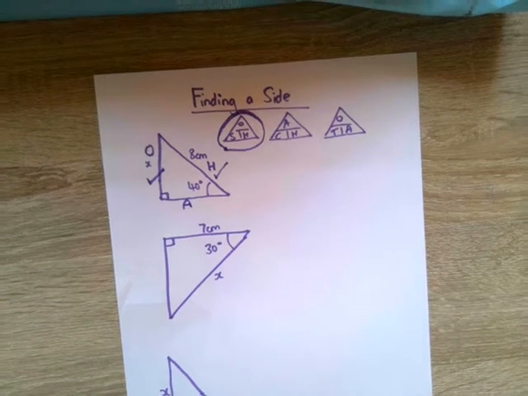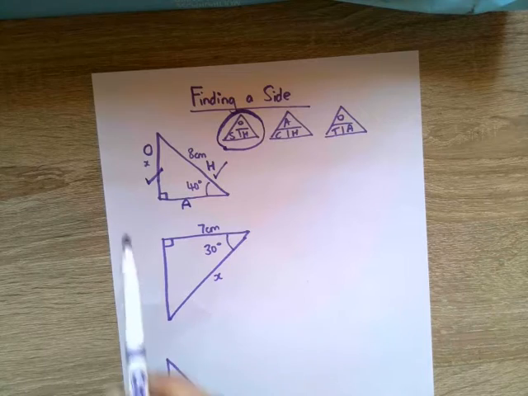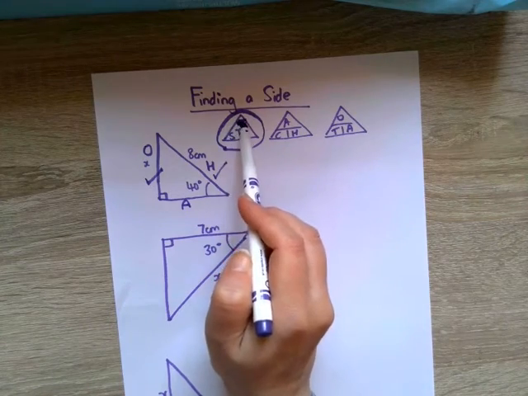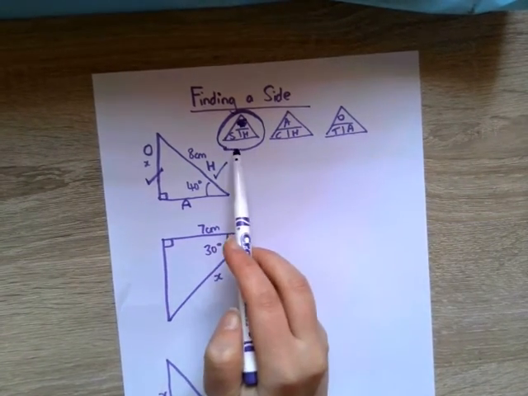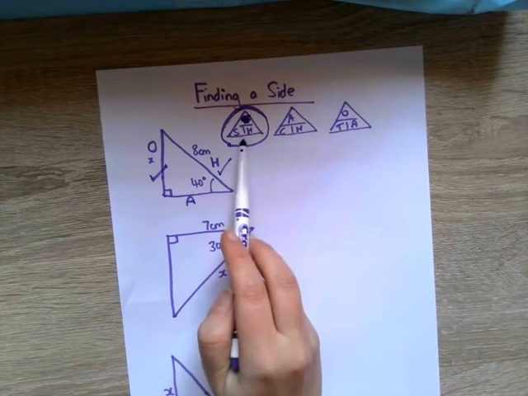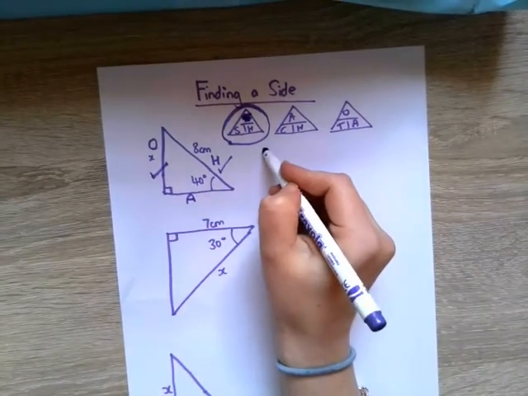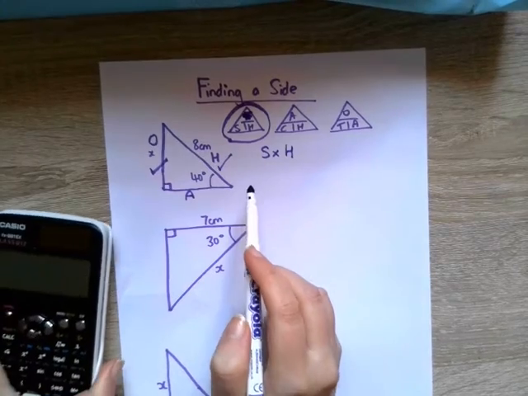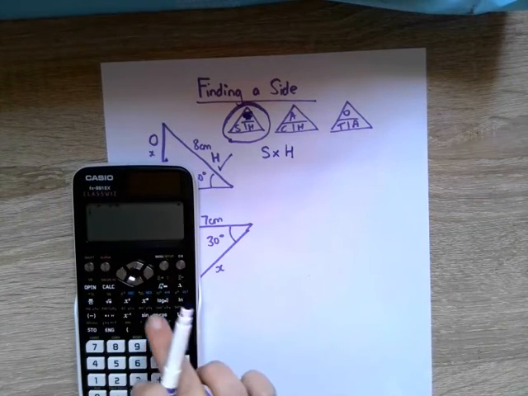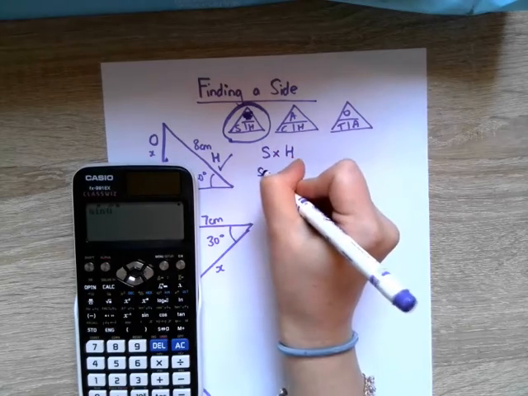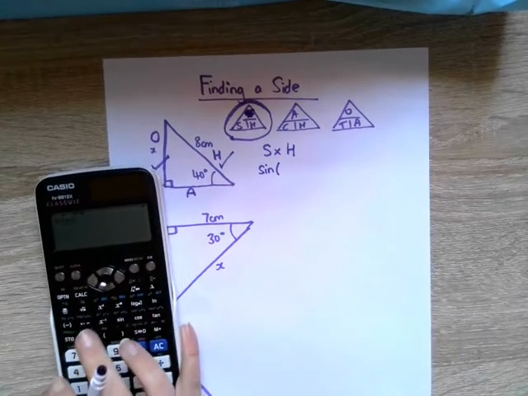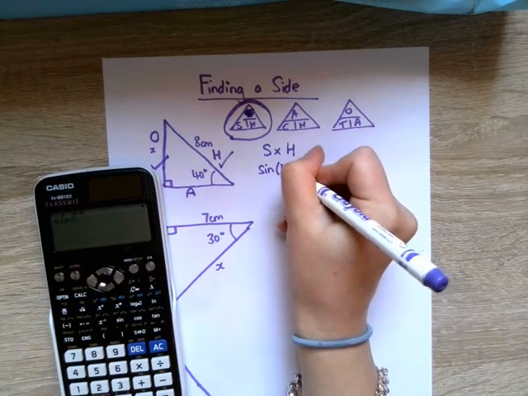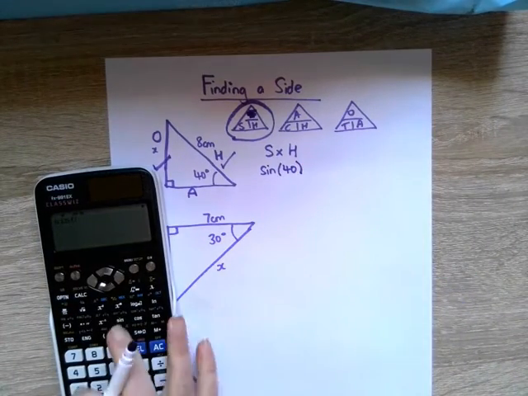When you're finding a side, you need to cover up the side that you are trying to find. Like I said, we're trying to find the O because that's the one with the X on it. If we cover that up, I can see I've got S and H next to each other there on the bottom. Whenever they're next to each other on the bottom, that means we need to times those together. So we're going to do S times H. S, we should know hopefully stands for sine. On your calculator, you would type in sine, and when you do that it opens up a bracket for you, and it's always the angle that we put in the bracket when we're finding a side. So it's just going to be 40 that I put in the bracket, and then you just need to make sure that you close the bracket afterwards.